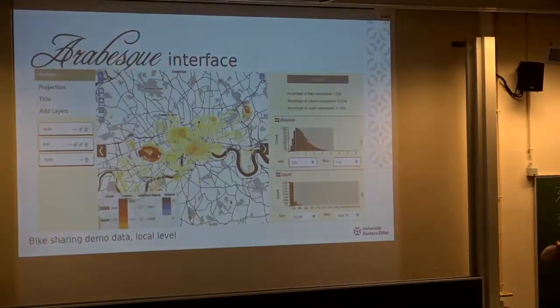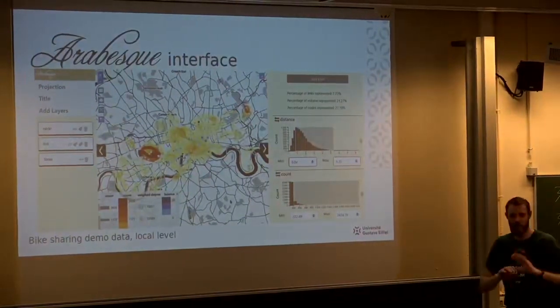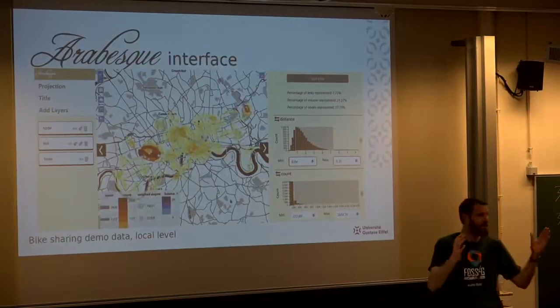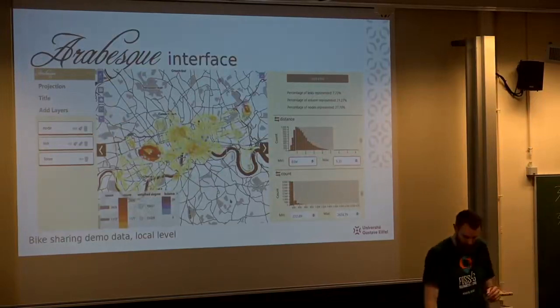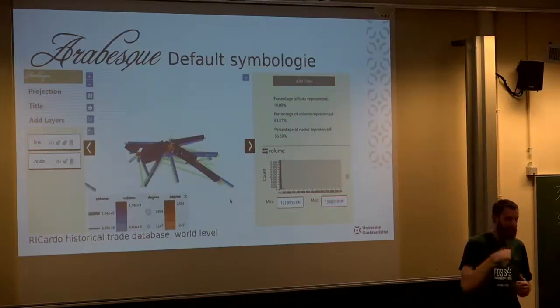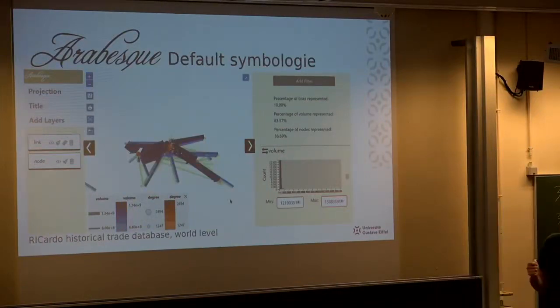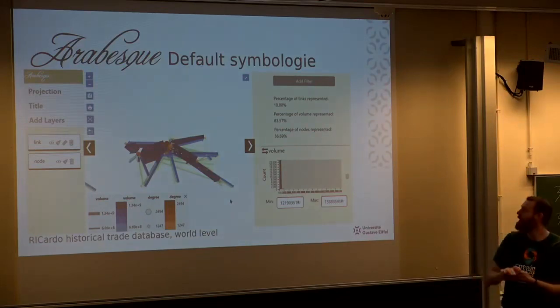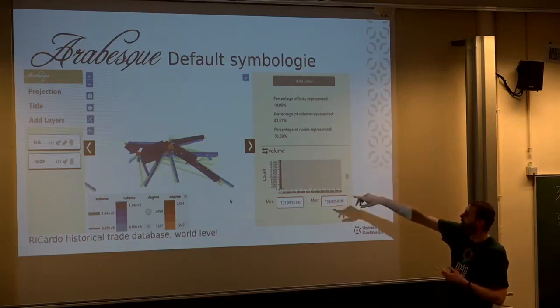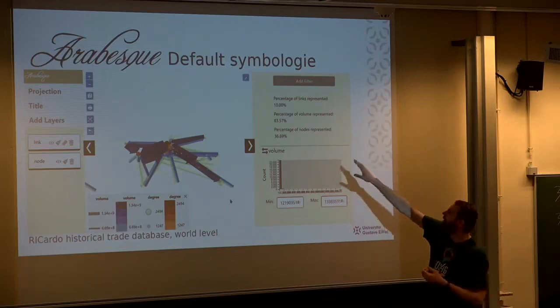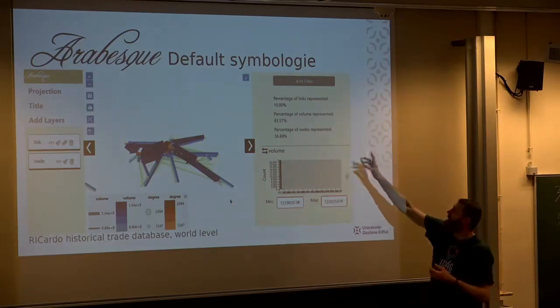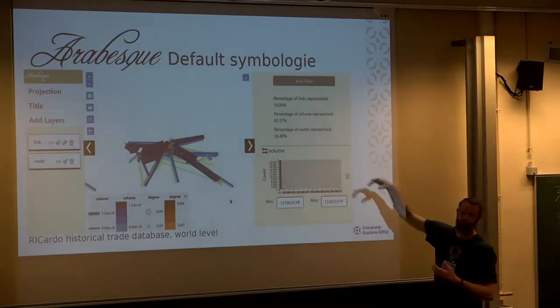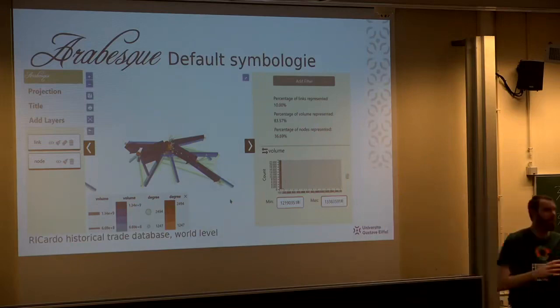I will detail those, but you can also hide the side panels to get only the map. By default, Arabesque, when you load data, makes a default symbology and takes only the 10% most meaningful information. So for example, on this data set we only keep 10% of the links, but it gives us 83% of the volume.